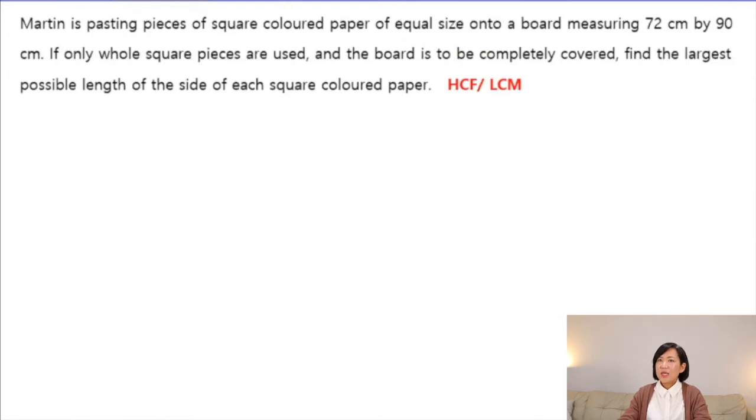Martin is pasting pieces of square colored paper of equal size onto a board measuring 72 cm by 90 cm. If only whole square pieces are used and the board is to be completely covered, find the largest possible length of the side of each square colored paper.